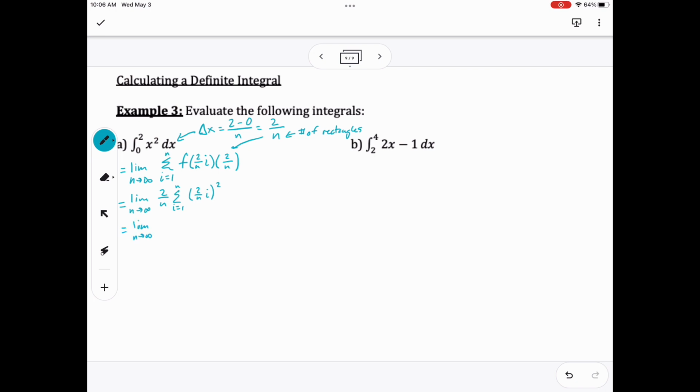Now I can also move the 2 over n, which is just a constant in this case, out to the front of the sigma notation like we practiced on the last example. But I can't move it all the way out in front of the limit because I'll need it. So now I can multiply that square through, move the 4 over n squared out with the 2 over n to make it 8 over n cubed, which allows me to just isolate the i squared so I can insert the formula that we were practicing in example 2, so that we can actually simplify this the same way we did with the example 2 problems.